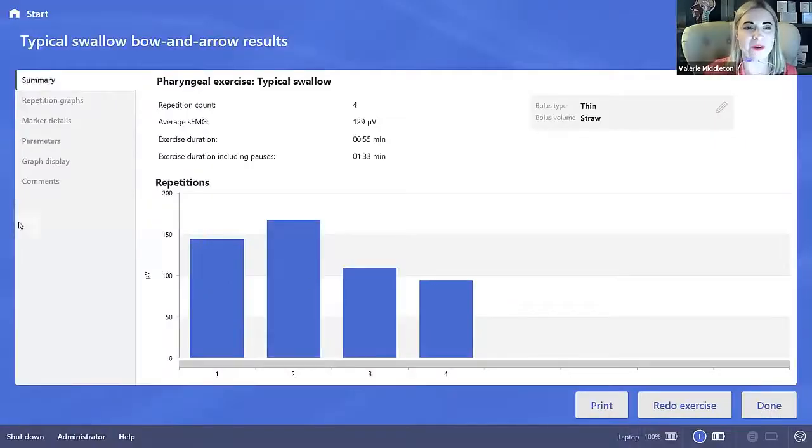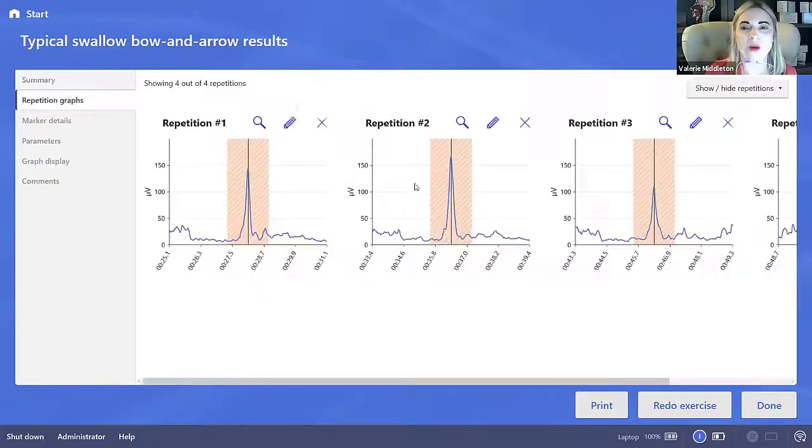And so you would get some different outcomes here. You could find out how many repetitions the patient completed. We could go in and view those repetitions, and we could move the event marker if we needed to, maybe if we weren't on the peak of the swallow, if we missed it. So no problem if we missed it during the live exercise.